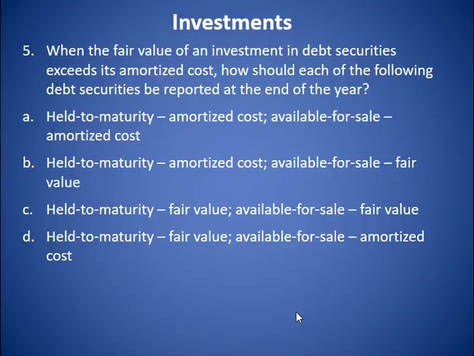Number 5: when the fair value of an investment in debt securities exceeds its amortized cost, how should each of the following debt securities be reported at the end of the year? And you're given 4 choices. Go ahead and review the question, stop the video, and when you are ready, restart the video and review the solution.